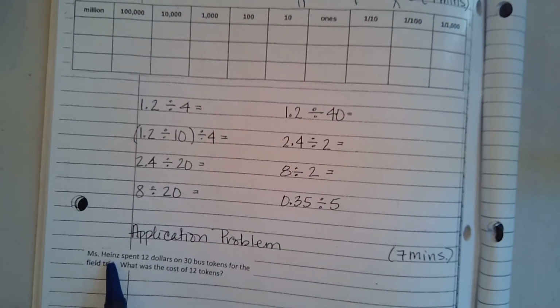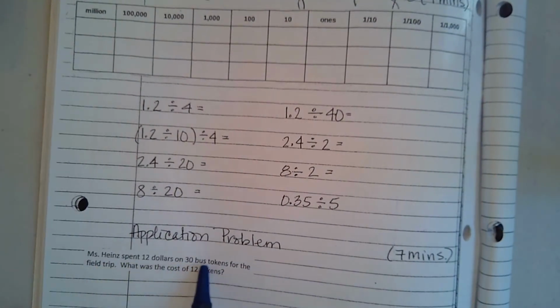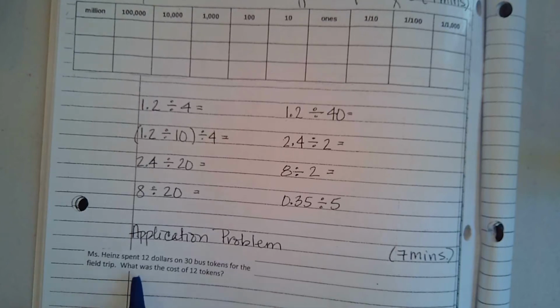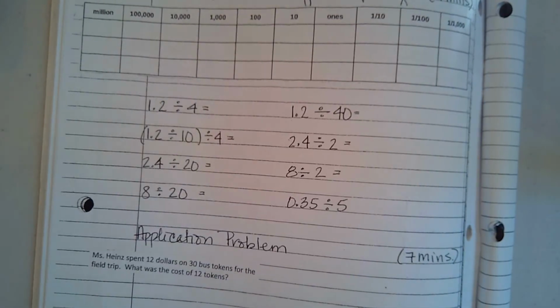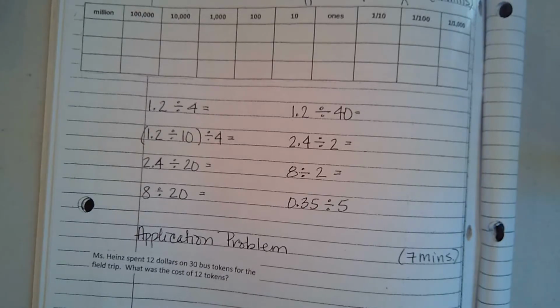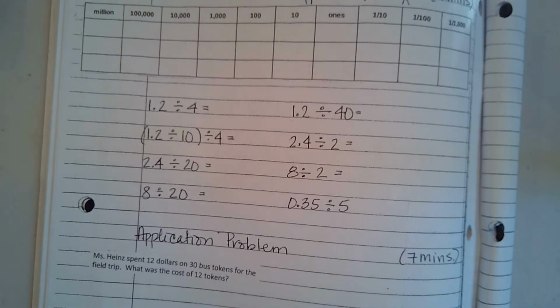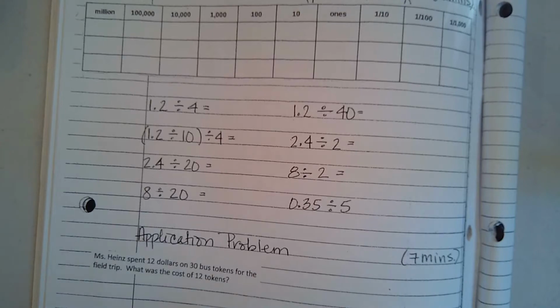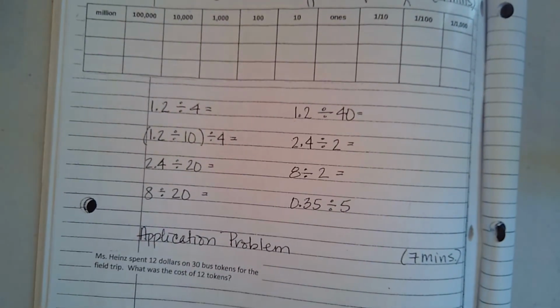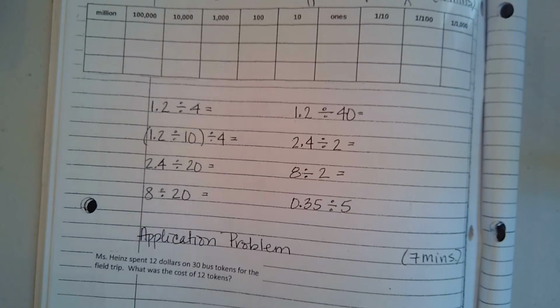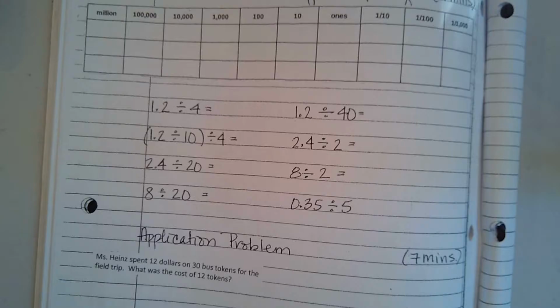Application problem: Miss Hines spent $12 on 30 bus tokens for the field trip. What was the cost of 12 bus tokens? So CGI, dividing things up equally, showing me your thinking. Can you describe? Can you draw it and solve it? Not just give me an answer, but show me how you got there. All right, try that out and come back for a debrief.